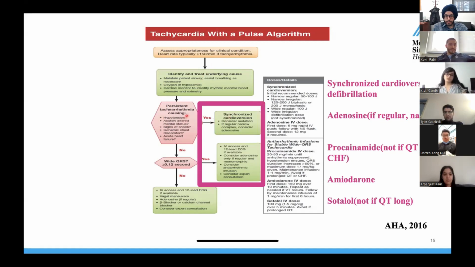Whereas if you go down this route and it's actually a wide complex, you can consider different antiarrhythmics. These can include procainamide, amiodarone, and sotalol. I've just outlined the things they mention. So procainamide, you avoid if QT is long or CHF, and sotalol, you avoid if QT is long. So this is often why we go with amiodarone. It's a very well-tolerated medication, so it's kind of our first line in these scenarios.